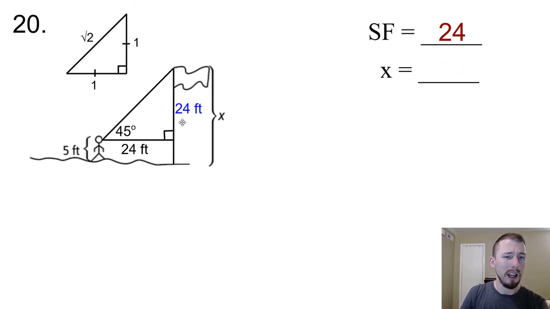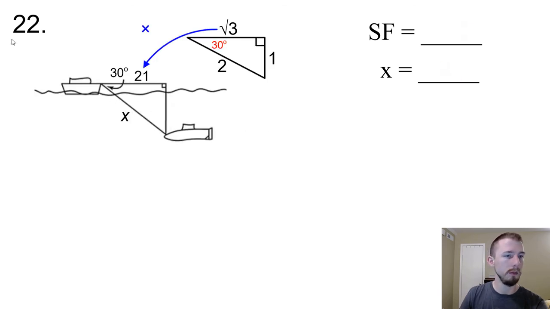But that's not our answer because the length of x includes the height above their eyes, which is 5 feet. So we add 5 feet to that, which will give us 29 feet altogether for the length of the flagpole x. Number 22.